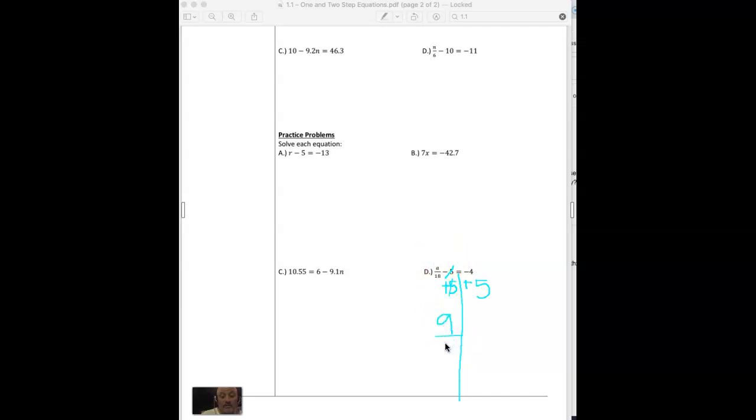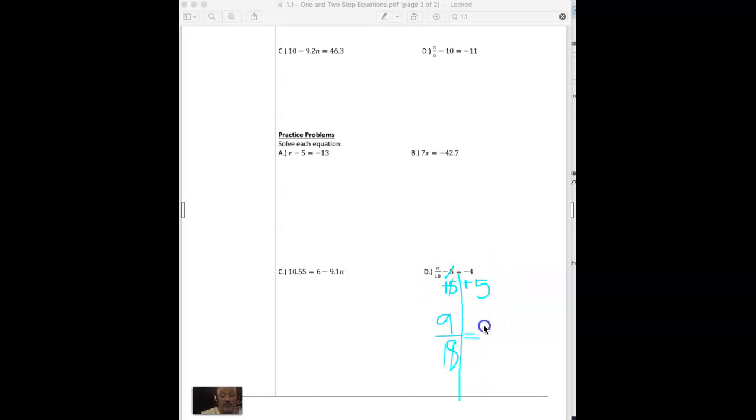This is a little bit of a pain writing with this, so my apologies. Remember, this is still just a over 18 here. A over 18 came down. Negative 4 plus 5 is 1, and a divided by 18, right?